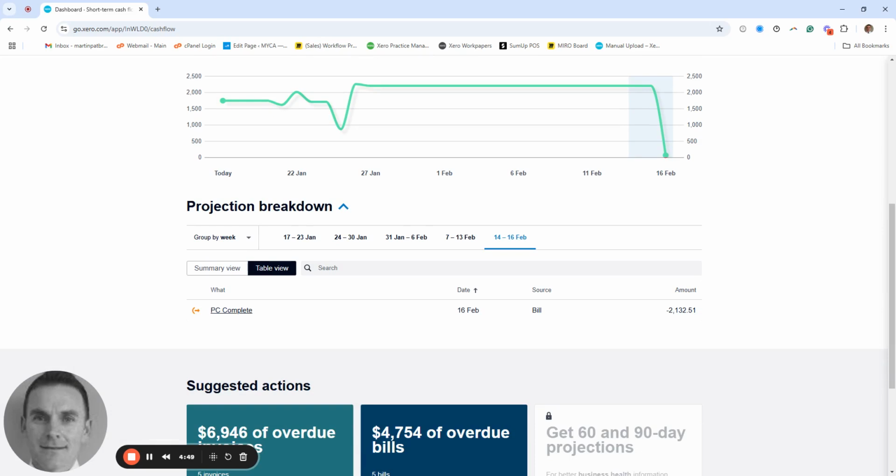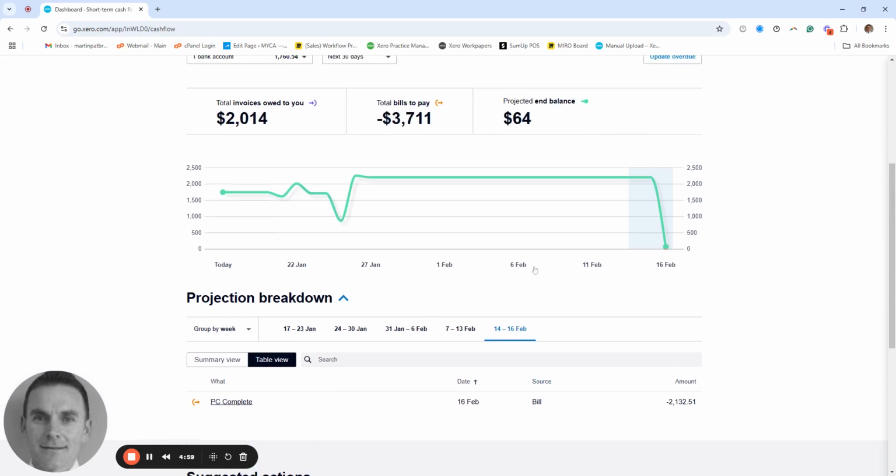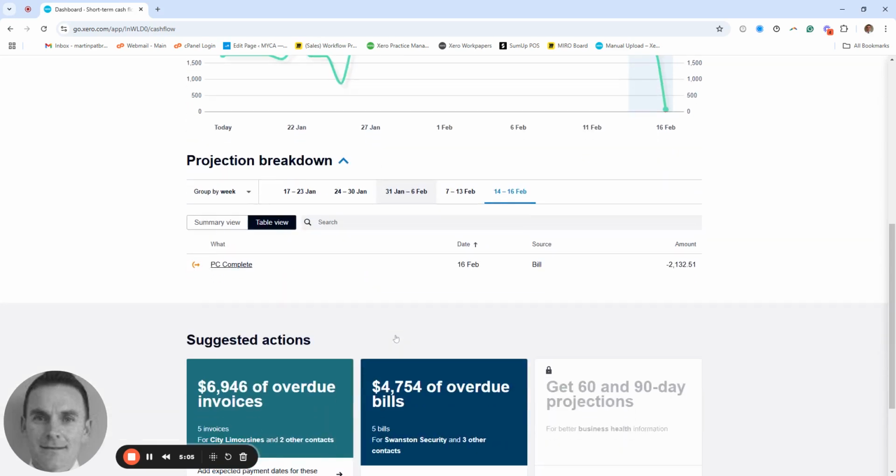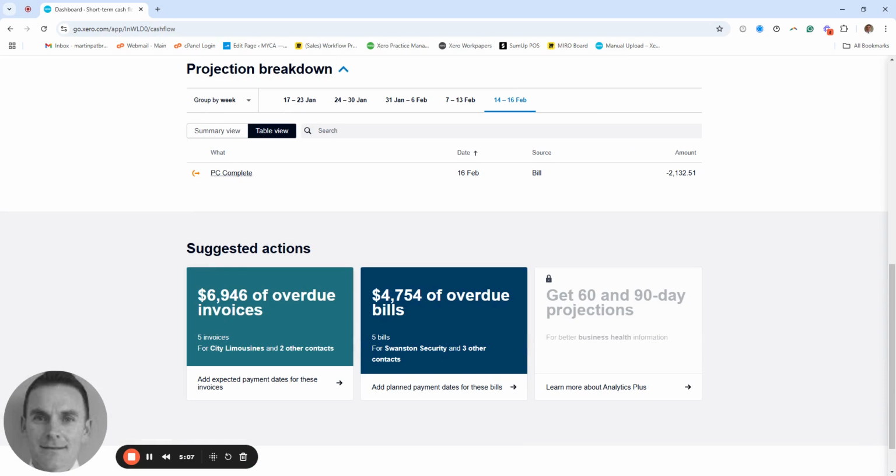So maybe we're going to have to look for an overdraft, just to make sure we can get through this, or maybe a short-term working capital loan that would get us over this hump, to make sure that these bills are going to be paid, as well as part payments towards this, so that a payment can be laid down on this, or maybe some sales can be issued quicker, or part payments can come in to match that. We can see here that we have suggested actions.